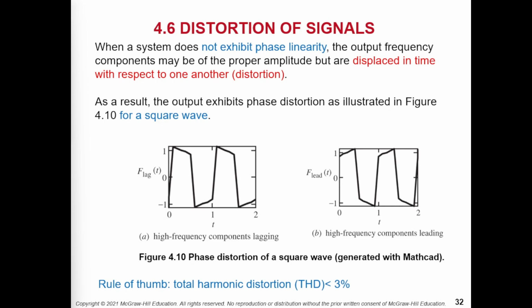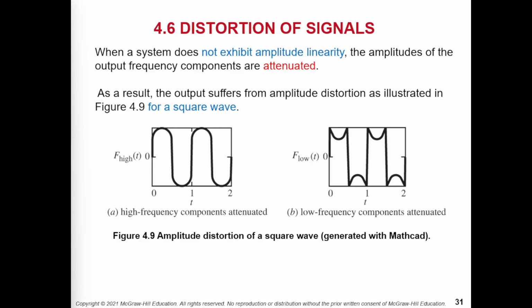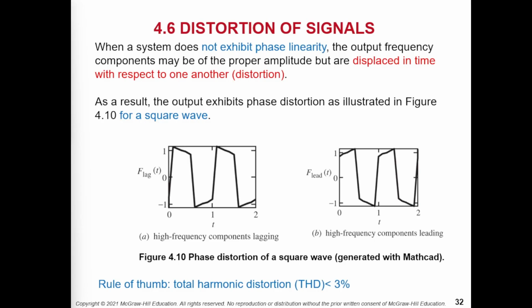On the other hand, if the corner is moved to the left side, that means the high frequency component is leading. Because this is the time domain signal, and the high frequency is at the corner, but it moves to the left side. So that means the high frequency component is leading with respect to the reference signal. So this is the result of the phase nonlinearity of the high frequency, either lagging or leading.